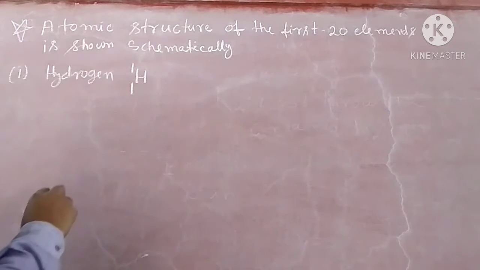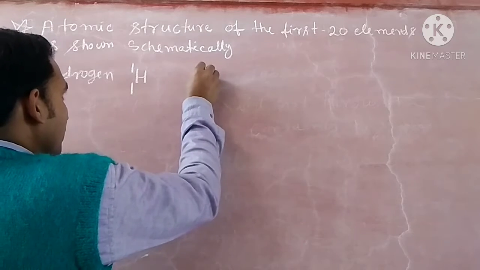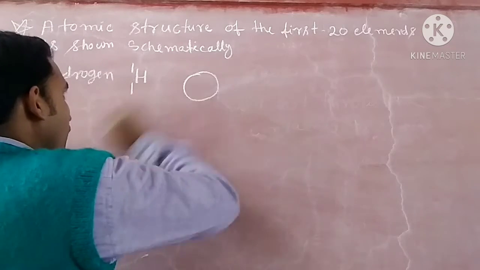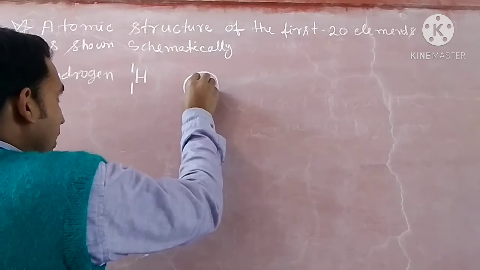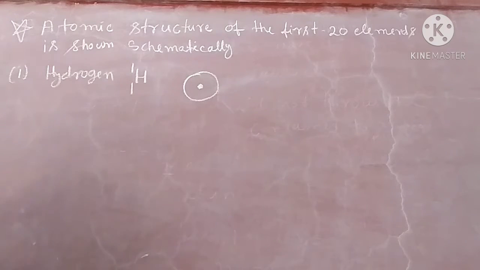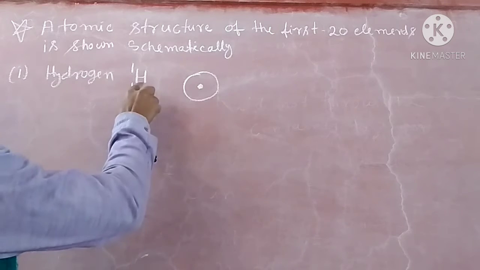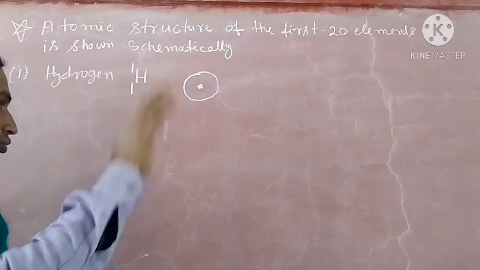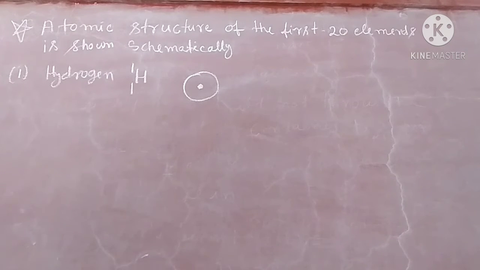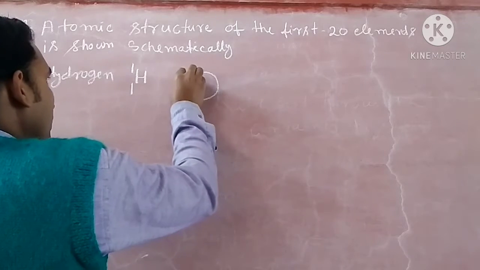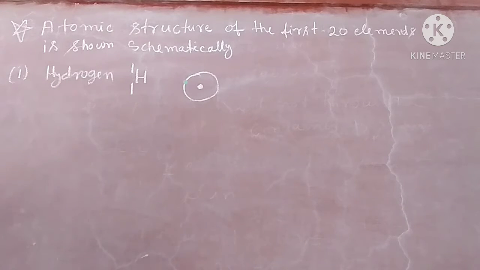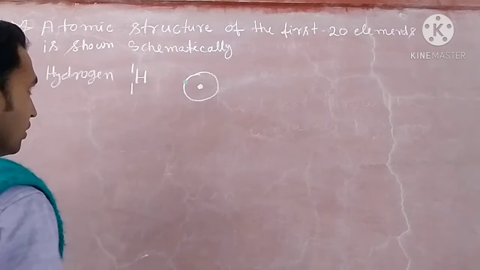So we know that this is the first cell of the atom, and this is known as the nucleus. Okay. So how many electrons are present here? In the hydrogen atom, 1 electron. So you put 1 electron. This is the atom of hydrogen.